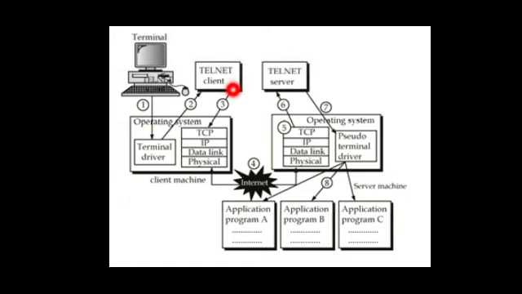After converting into NVT format, it will hand over the NVT format characters to the TCP/IP stack. The TCP/IP stack will convert the NVT characters into IP packets, and from the TCP/IP stack those packets are transmitted to the remote location. So that is the fourth step.